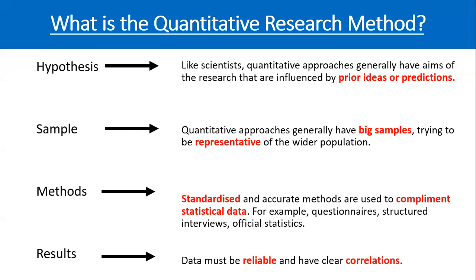And then in terms of results, you want data that's reliable and has clear correlations. So when I say reliable, it's something that could be repeated and tested up against other things very clearly. So that's a quantitative approach. You might just want to pause it here and just note this all down if you haven't already.